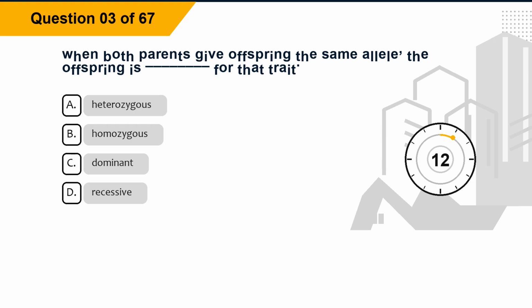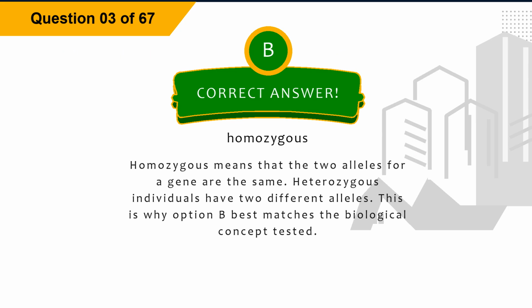Question 3. When both parents give offspring the same allele, the offspring is blank for that trait. Option A, heterozygous. Option B, homozygous. Option C, dominant. Option D, recessive. The correct answer is option B, homozygous. Explanation: homozygous means that the two alleles for a gene are the same. Heterozygous individuals have 2 different alleles. This is why option B best matches the biological concept tested.